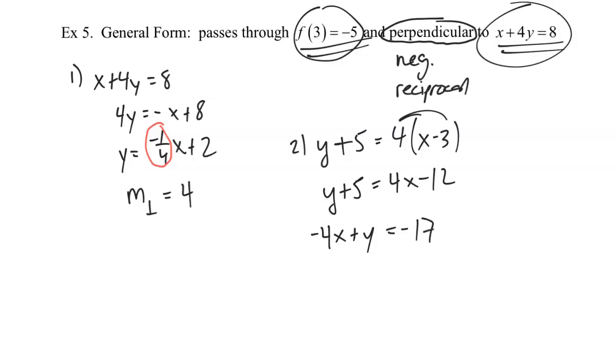And just like example 4, you notice here that this a value is not positive, and so to fix that, you're going to change the sign of everything in the equation so that we get 4x minus y is equal to 17.